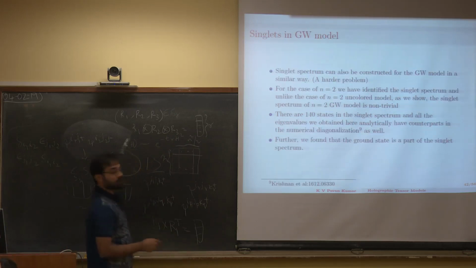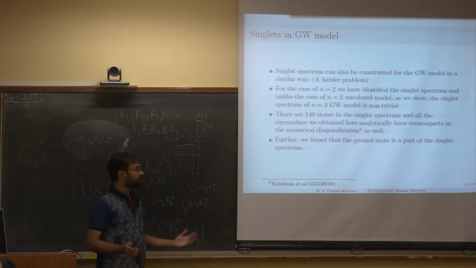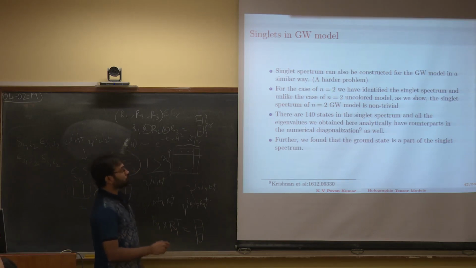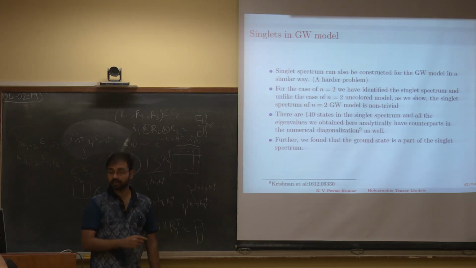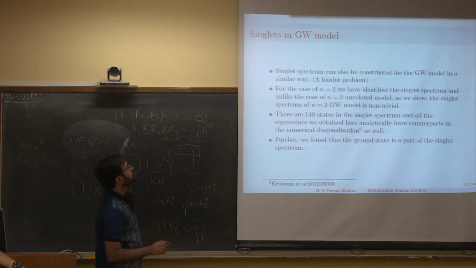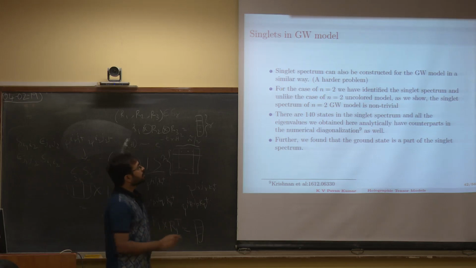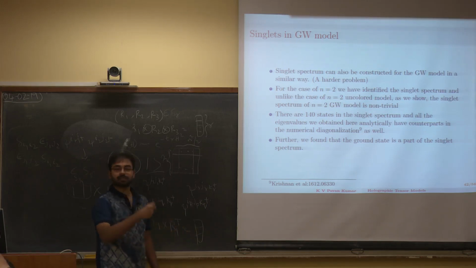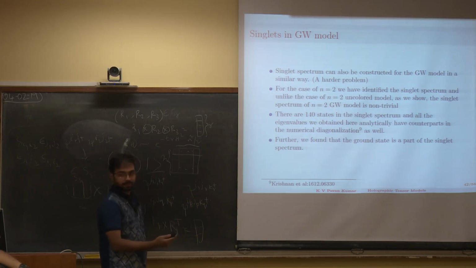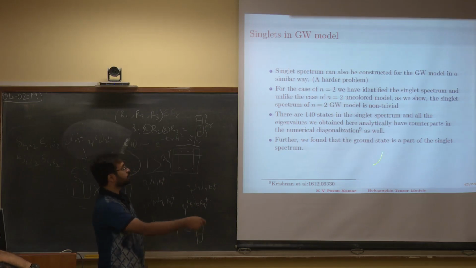And now we can talk about singlets in the Gurau-Witten model. This is generically a hard problem because the symmetry group is much bigger and the Hamiltonian is also complicated. But if you consider n equal to 2 in this case, meaning when the fermions are not identical, the advantage is that the spectrum is non-trivial. The spectrum is like 65,000 dimensional, and if you gauge it, we still have 140 states left in the gauged spectrum. And now we'll find how to find those singlet states.